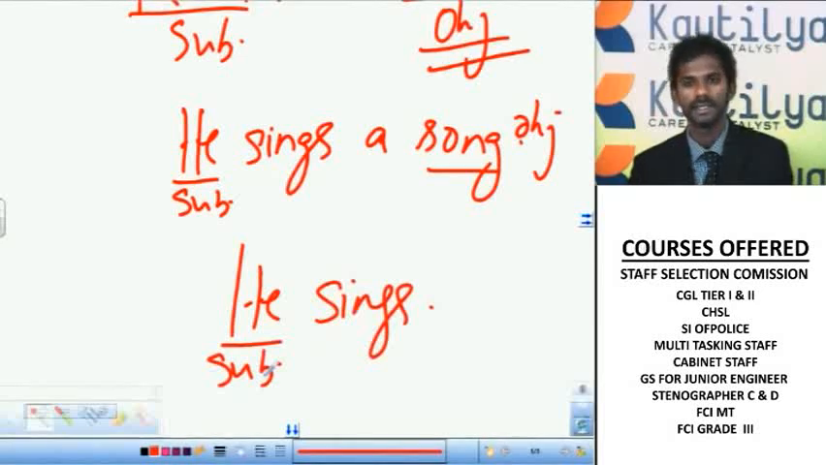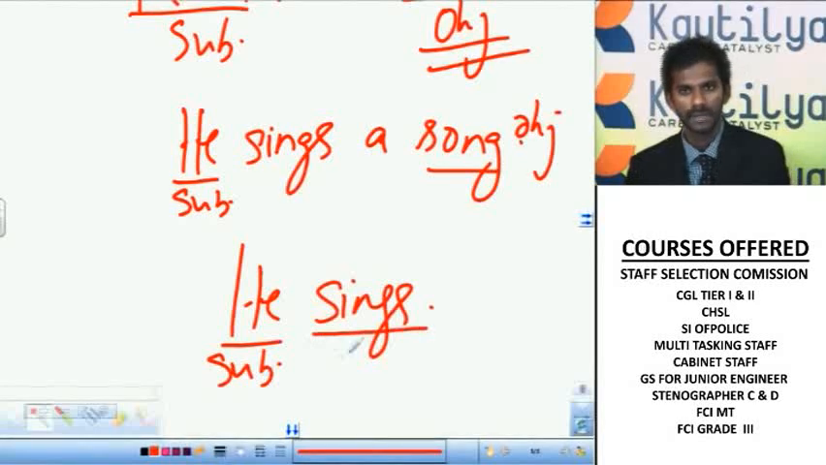Subject is he. Object? There's no object in this sentence. Is there any other noun or pronoun in this sentence? No. As you know, subject and object can only be nouns or pronouns. That means in this sentence there is no object. I told you an object is not necessary. Maybe there, maybe not there. But a subject and a verb must be there in every sentence. So he is the subject and sings is the verb here. Fine, there is no object in this sentence.